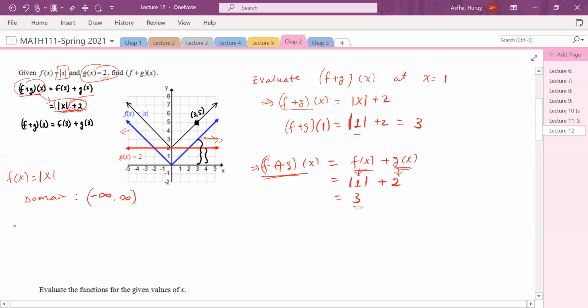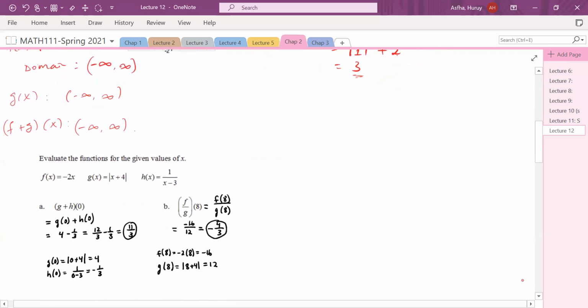And for g of x, it's this red line. Well, obviously, this is going to positive infinity and negative infinity. And again, here, it's the same. And what's the intersection for this one? For f plus g of x, we said the domain is the intersection. And the intersection of these two is basically the same set. Or you can look at this graph, and it has basically the same behavior as this blue line.